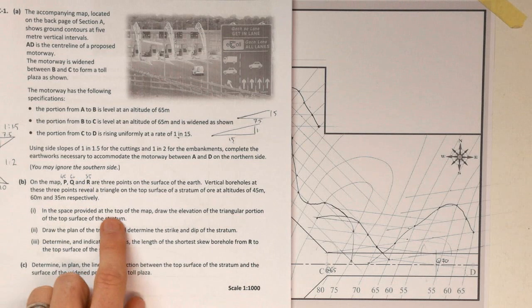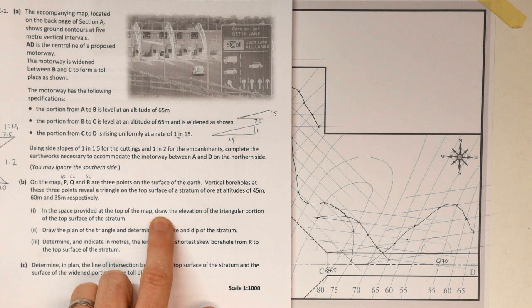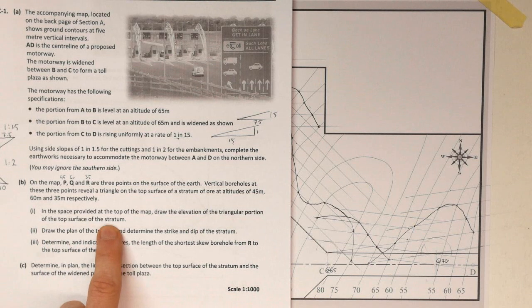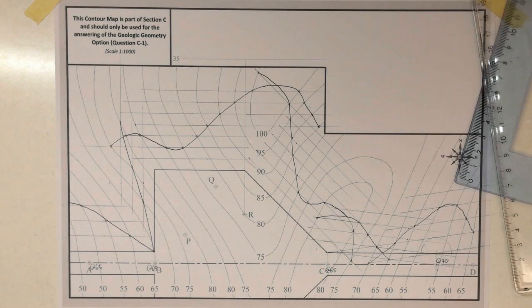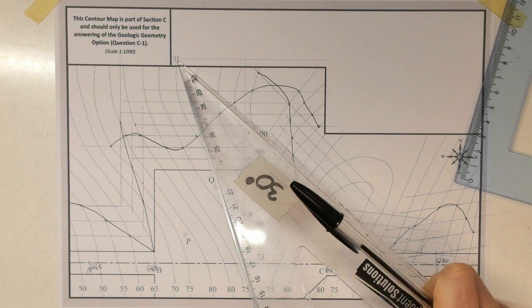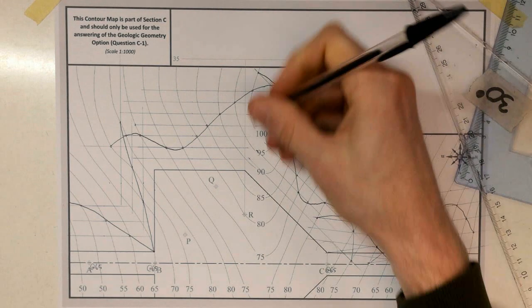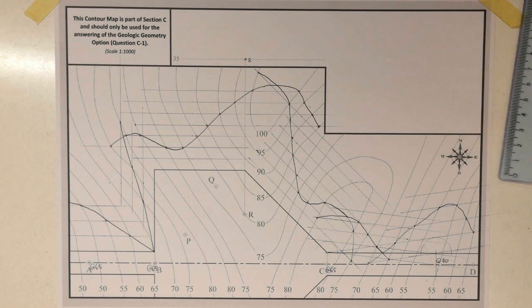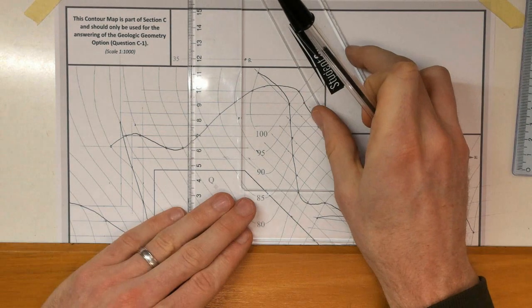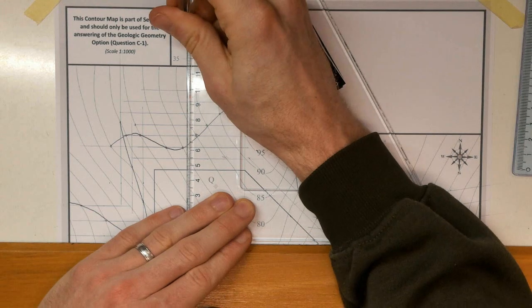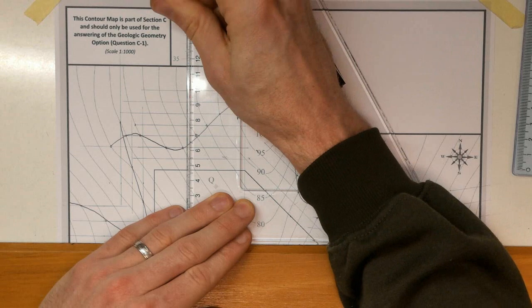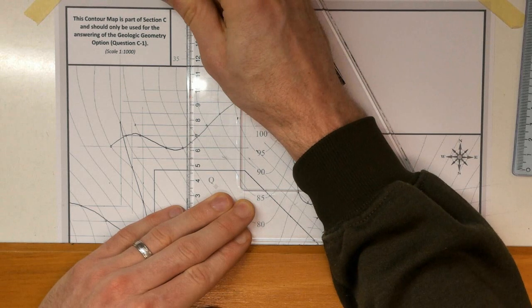In the space provided at the top of the map, draw the elevation of the triangular portion of the top of the surface of the stratum. So up here we've got our 35 height and R extended onto it. So there's R. Okay. And so that's going 5 millimeter intervals. It's 40, 45, 50, 55, 60, 65.